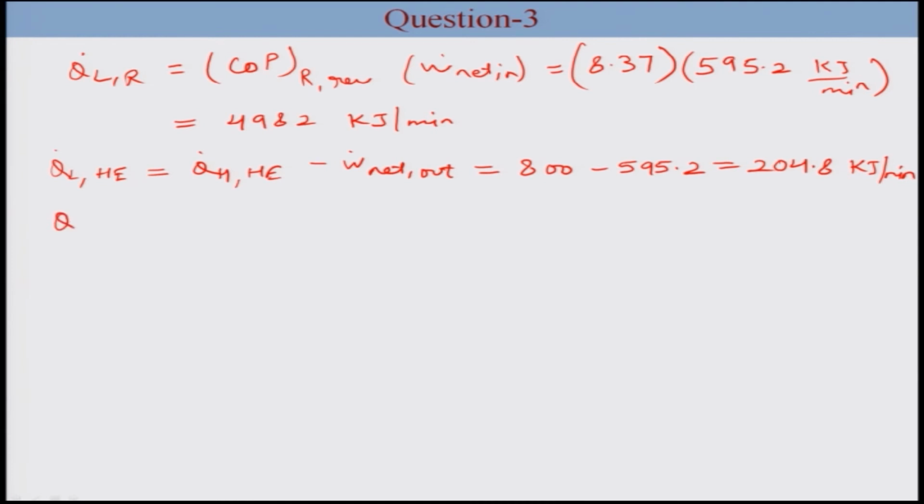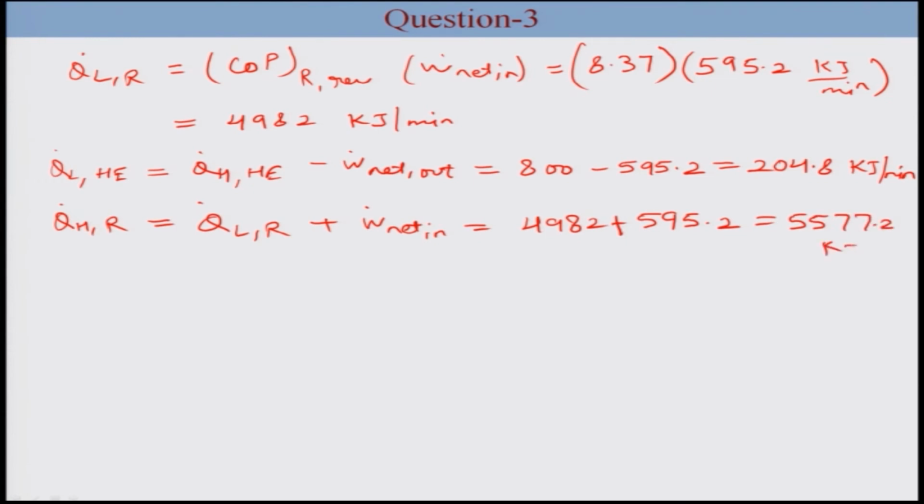And for the refrigerator, Q dot H of R is equal to Q dot L plus work, which is given as input. So this is equal to 4982 plus 595.2. So this is equal to 5577.2 kilojoule per minute.